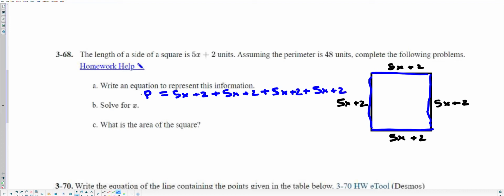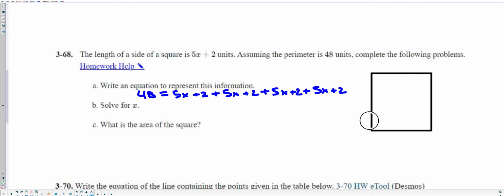Okay, so that's your equation for the perimeter, but they do tell you that your perimeter is 48. So instead of P, you'll put 48 equals 5x plus 2 plus 5x plus 2 plus 5x plus 2 plus 5x plus 2. Okay, next part, you have to solve for x. Right, so I'm going to get rid of this so I can have a little bit of space. And actually, I'm going to get rid of that square also.